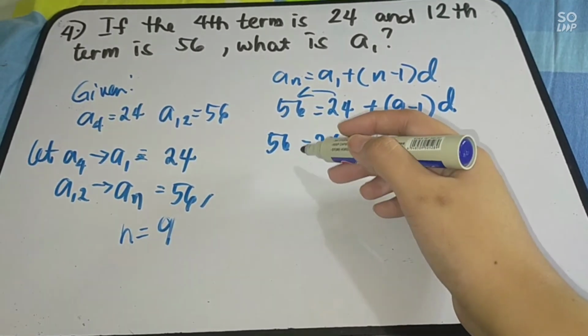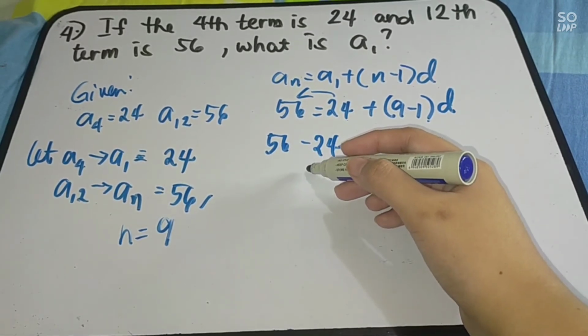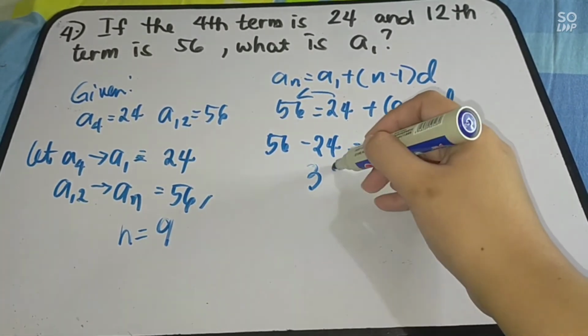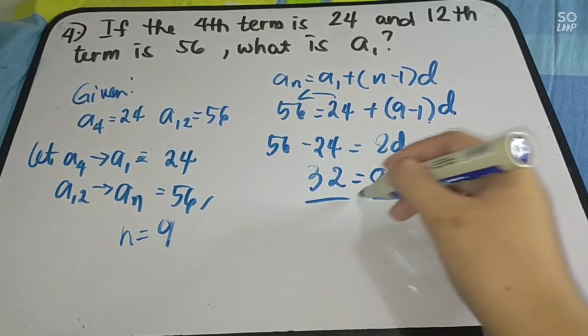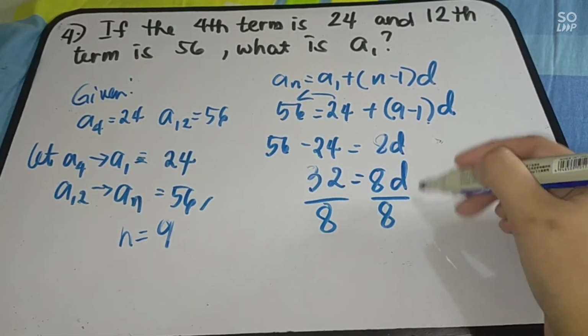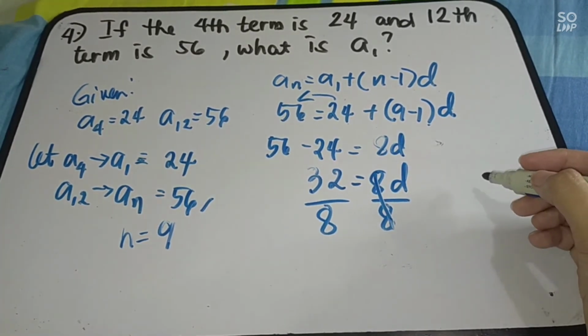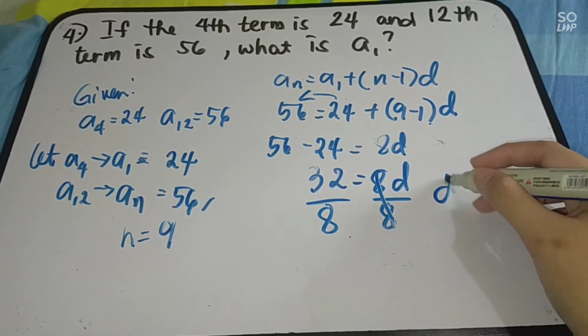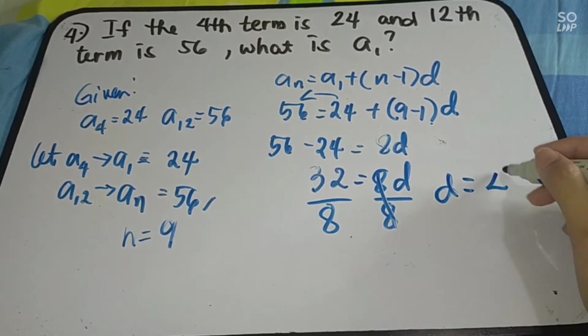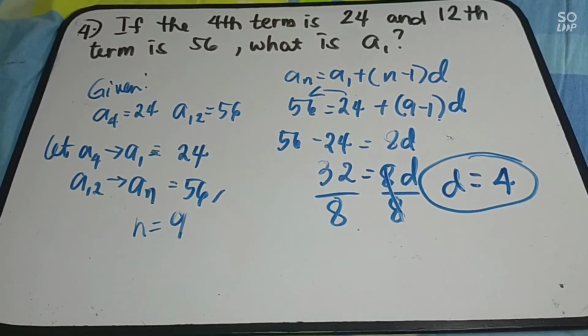Then, simplify. 56 minus 24. The answer here is 32 is equals to 8D. Afterwards, divide mo both sides by 8 para makancel yung 8D na lang ang matira. So, then divide. 32 divided by 8, your D here, we have here 4. So, this is your common difference.